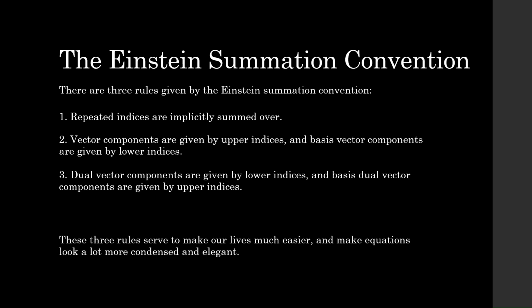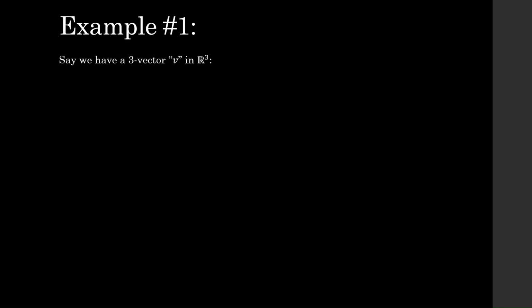These three rules will serve to make our lives much easier and make the following equations look a lot more condensed and elegant. Example number 1. Say we have a 3-vector V in R3. So V upper mu is given by the following column vector V1, V2, V3.